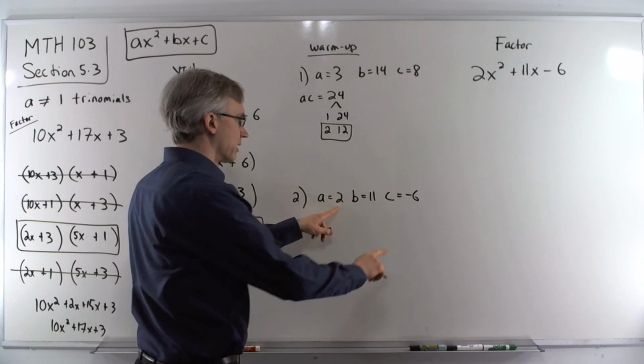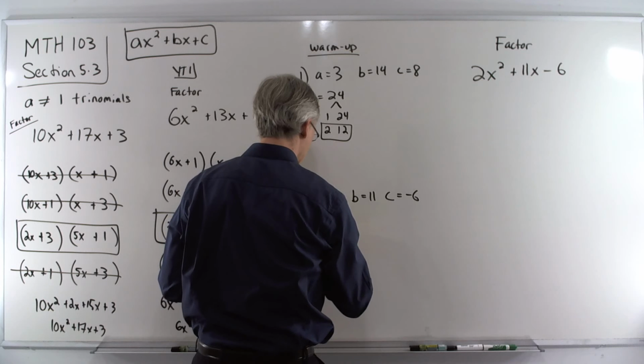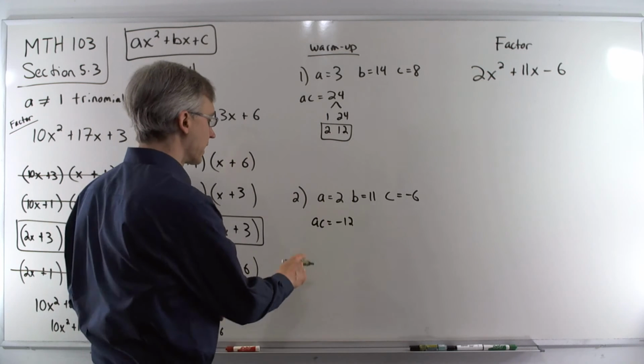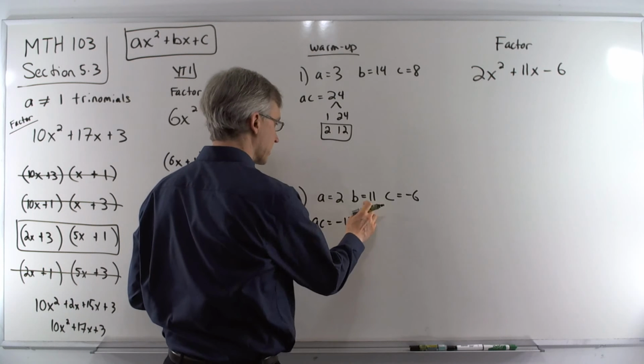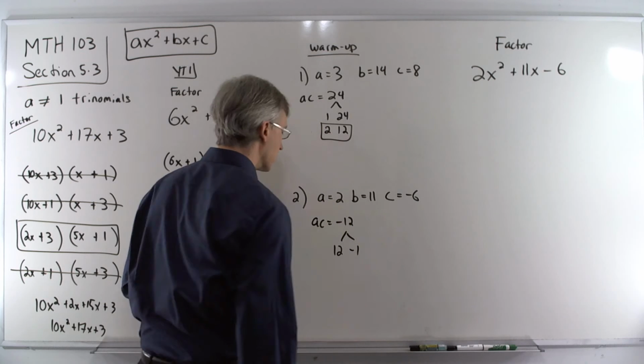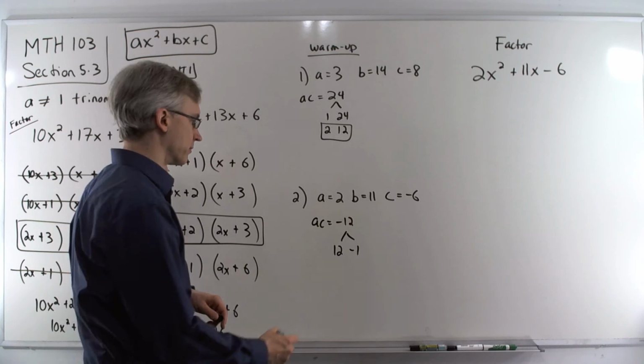Second one, we got 2 times negative 6 is AC. So that's negative 12. And we want two numbers that multiply to get negative 12 and add to get 11. So it'll be 12 and negative 1.